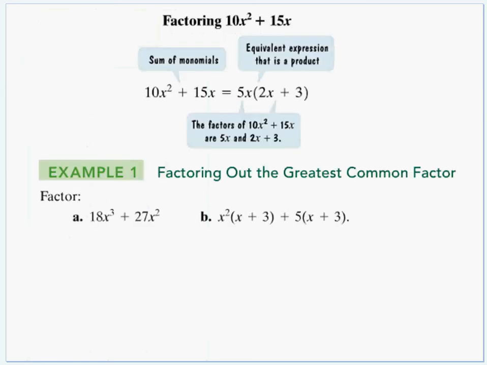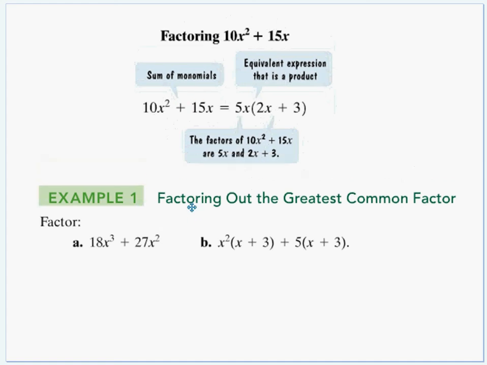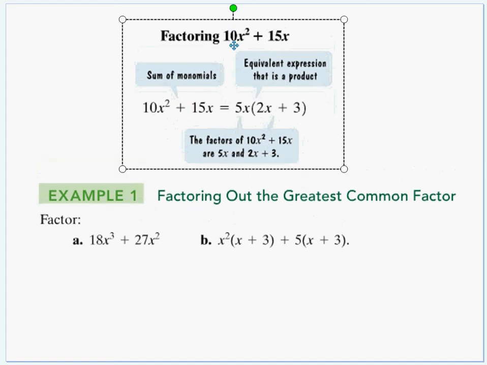First little example here. What is factoring? If we can break something down into two multiplied terms, those two multiplied terms are factors of the original expression. So here we see 10x squared plus 15x. There's a plus sign in between those terms, so it's a sum of two monomials.